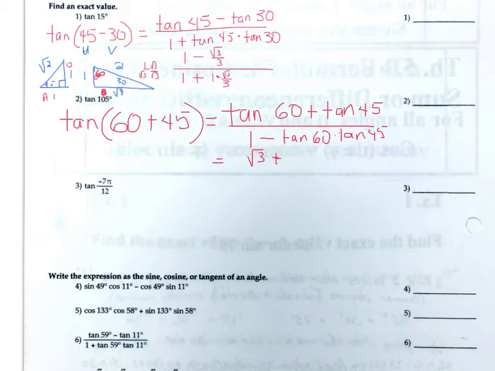Do we know that value? It's just 1, isn't it? Yeah. And then it's 1 minus tangent of 60, which is the square root of 3, times tangent of 45, which is 1. That is the same thing as the square root of 3 plus 1 over 1 minus square root of 3.